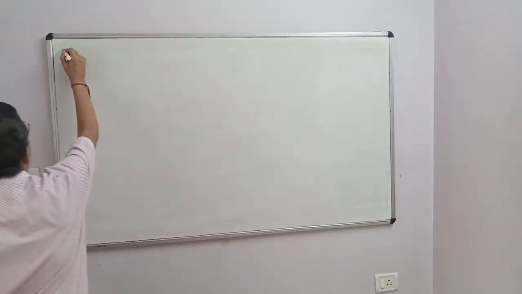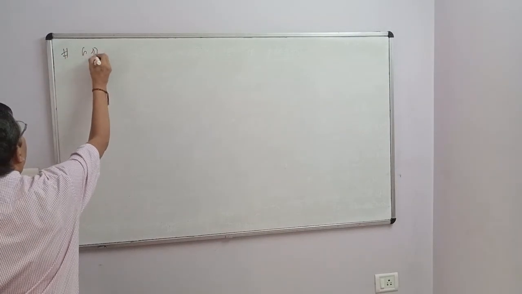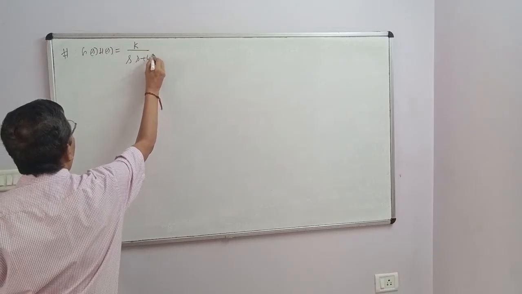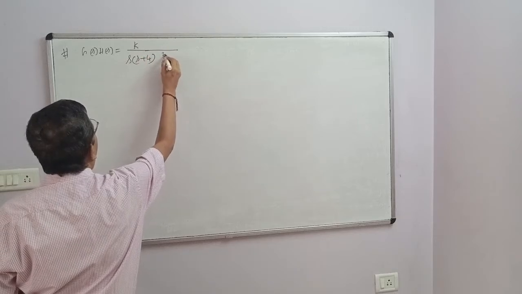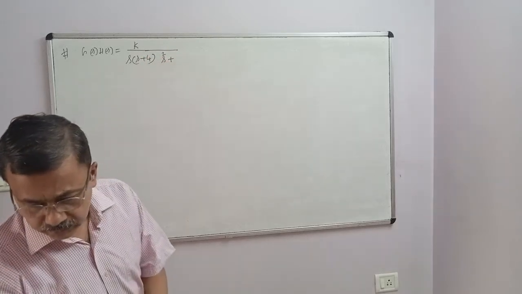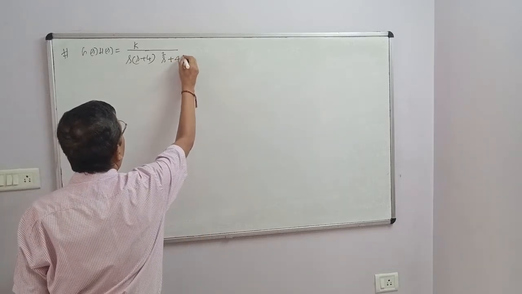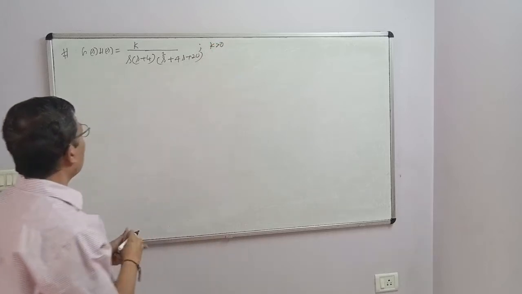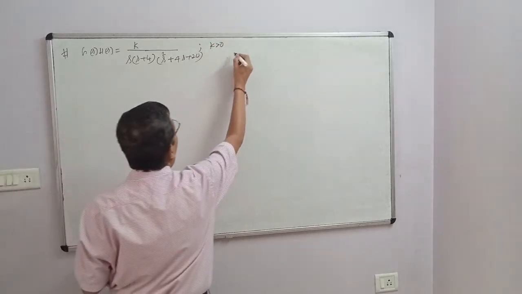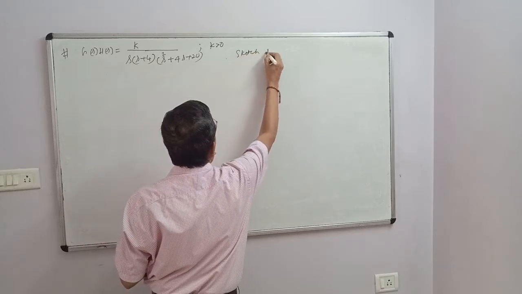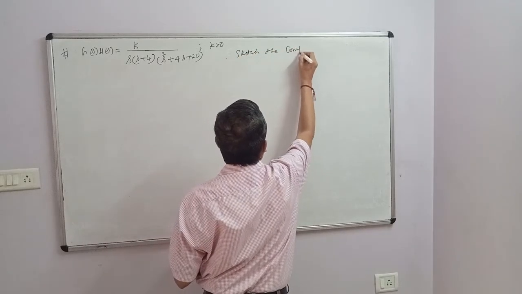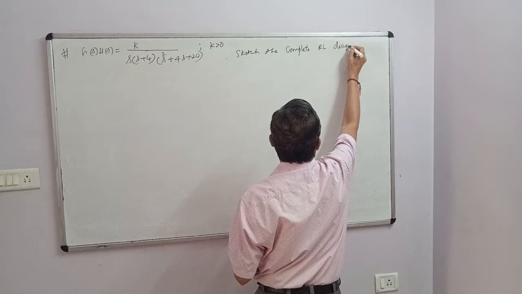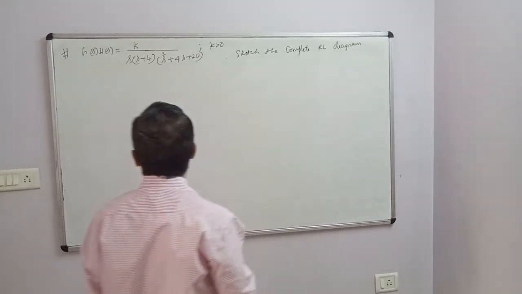The problem is G(s)H(s) = K divided by s(s + 4)(s² + 4s + 20), K greater than 0. Sketch the complete root locus plot. Solution.